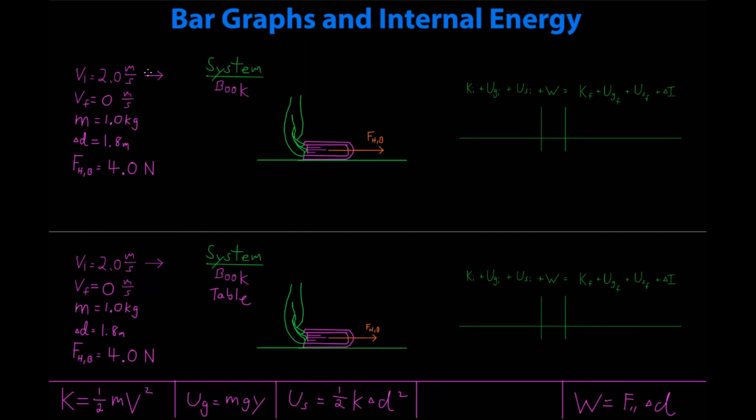The book is still going 2 meters a second. It's still coming to a stop. Mass is still 1 kilogram. Displacement is the same. Force of hand on book is 4 newtons. And let's say we're looking for force of friction. Again, here are the rest of the forces on the book. Now, first, again, the system is just the book.